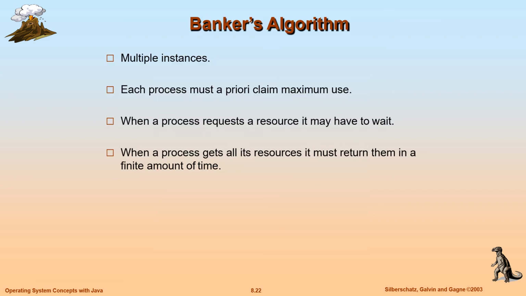Let's see the banker's algorithm. The banker's algorithm is applicable for multiple instances. Each process must have a prior claim of the maximum it will use. When a process requests a resource, it may have to wait. When a process gets all its resources, it must return them in a finite amount of time.